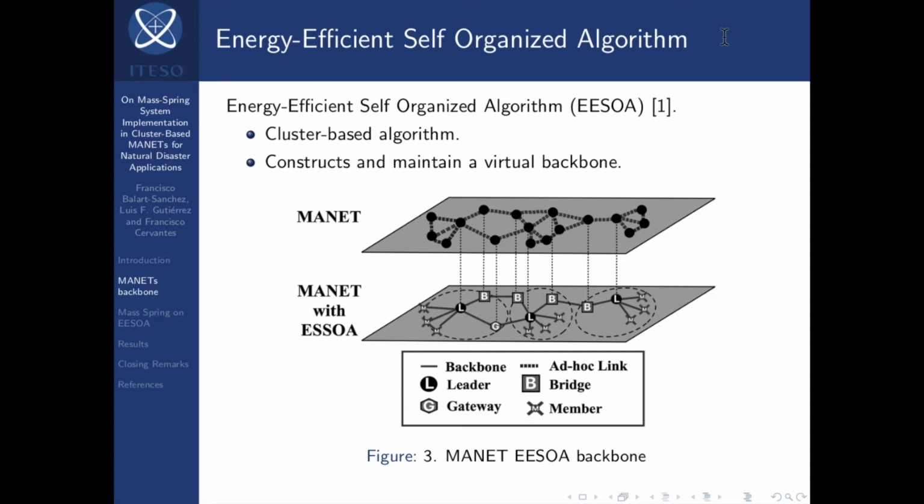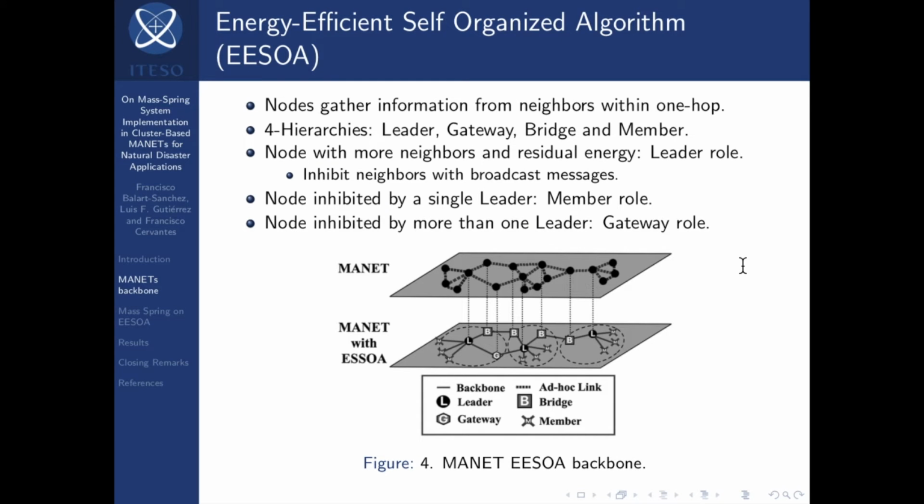So how does it work? The EESOA algorithm works as follows. All the nodes will gather information of their neighbors within one hop. Then each will self-assign a role. This is a four-hierarchy cluster-based algorithm.